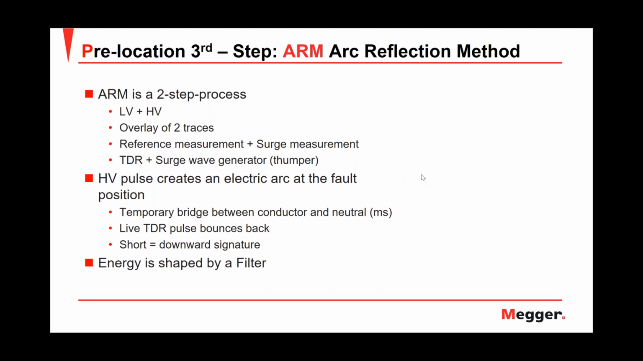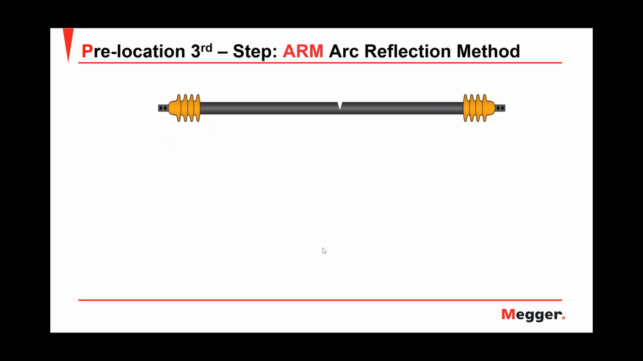And what we will do during the arc reflection method is that, with the high voltage pulse, we will create an electric arc at the fault position. And this arc will have a duration of milliseconds, good enough for the live TDR pulse to bounce back. Then the live TDR pulse will bounce back and will show us a downward signature. That means we have a short, because when we have an arc at the fault position, what we have is a temporary short between the center conductor and the concentric. So let me explain this a little better with the next slide.